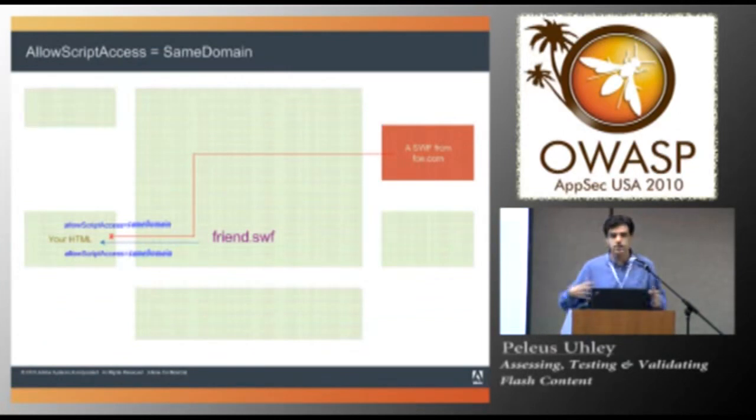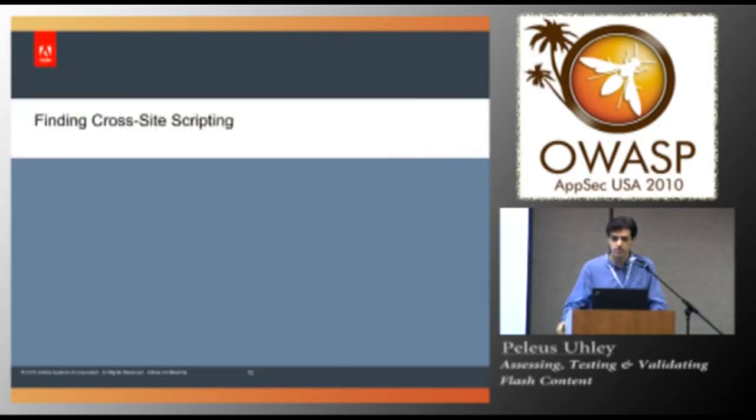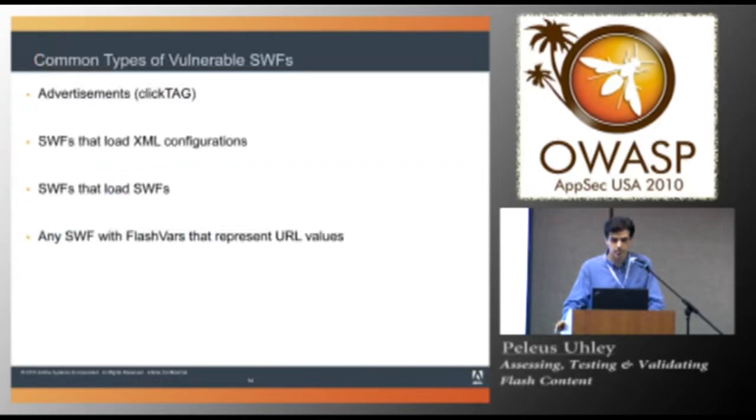So those are the basic HTML page parameters, which get the Swift loaded into the browser and get it running. A lot of you probably do web application penetration testing, or you help test the websites for your clients. So we can talk a little bit about cross-site scripting. Since Swifts have various functions, there are certain types of Swifts which tend to be more likely to have cross-site scripting than other types of Swifts.